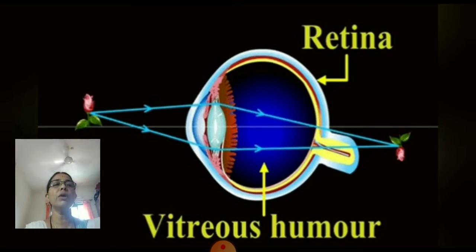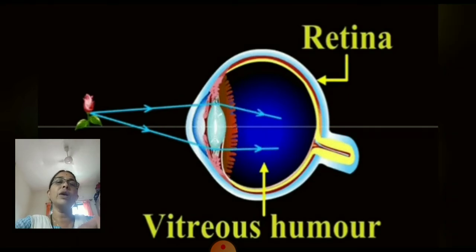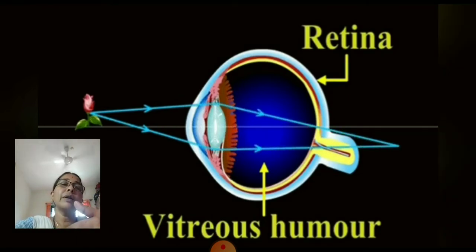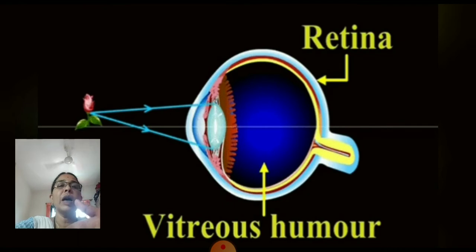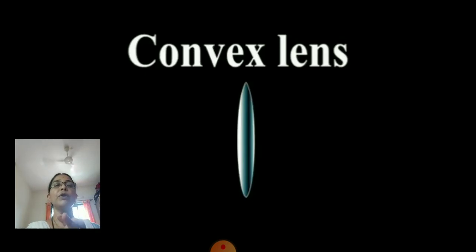Now to correct hypermetropia, which type of lens are we supposed to use? Let's see through this video how to correct hypermetropia. This is hypermetropia. So we have to use a convex lens.